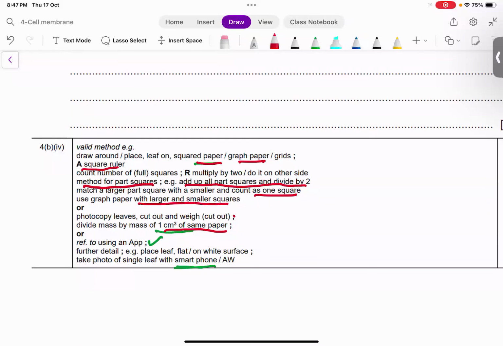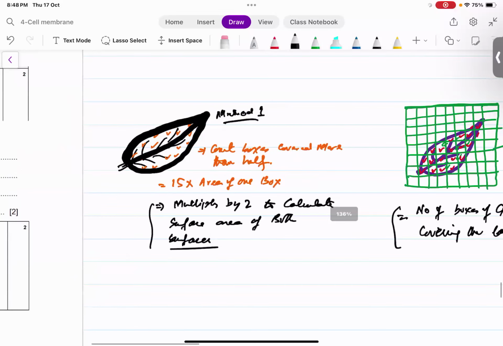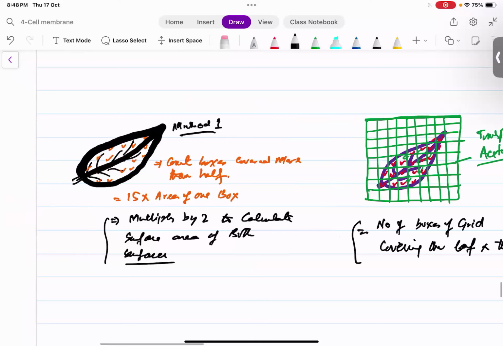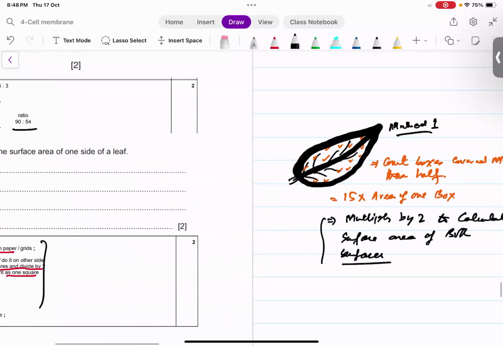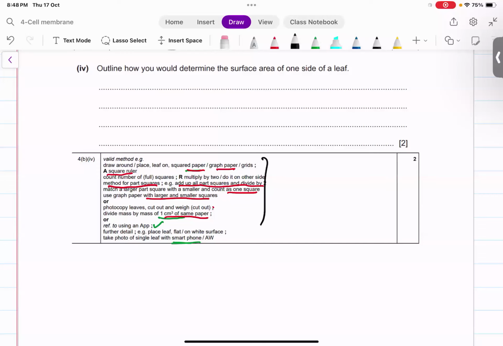Though there is no mention of this method that I've described here, the clear transparent grid is placed on it, and then the boxes covering the total area are counted and then multiplied with the area of one box. Though it has not been given there, that's the correct method. You will get score for that. Okay.